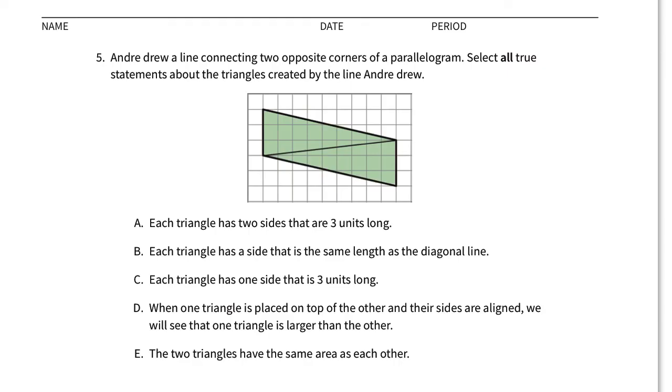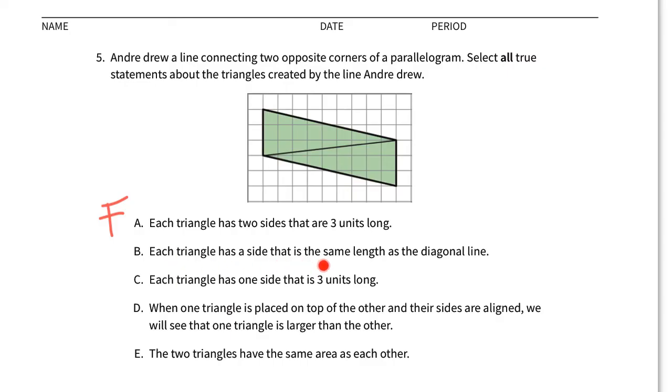Andrew drew a line connecting 2 opposite corners of a parallelogram. All right, sure enough, he did. It's right here. Select all the true statements about the triangles created by the line Andrew drew. Each triangle has two sides that are 3 units long. That looks like it's false. All right, so we're going to put an F there.